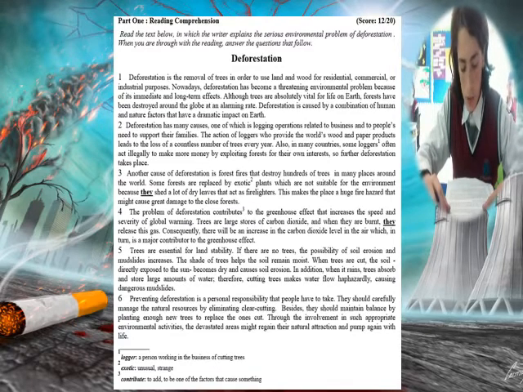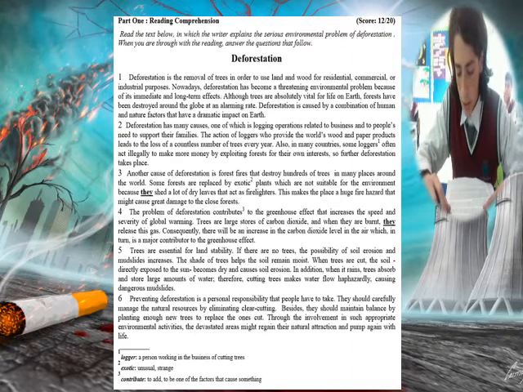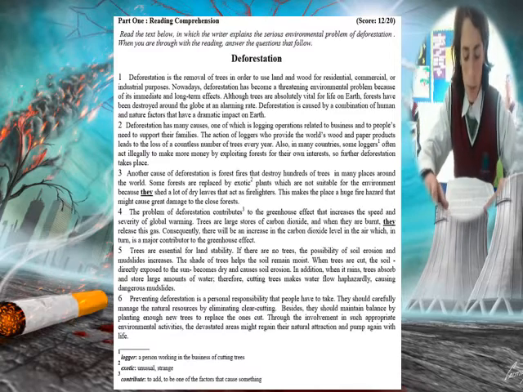The problem of deforestation contributes to the greenhouse effect that increases the speed and severity of global warming. Trees are large stores of carbon dioxide, and when they are burned, they release this gas. Consequently, there will be an increase in the carbon dioxide level in the air, which, in turn, is a major contributor to the greenhouse effect.